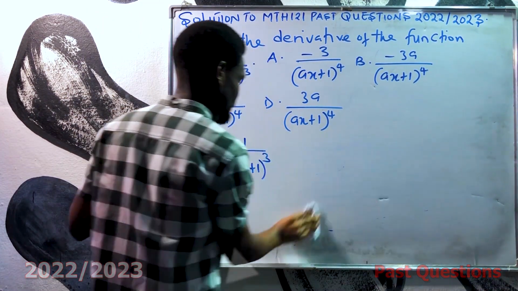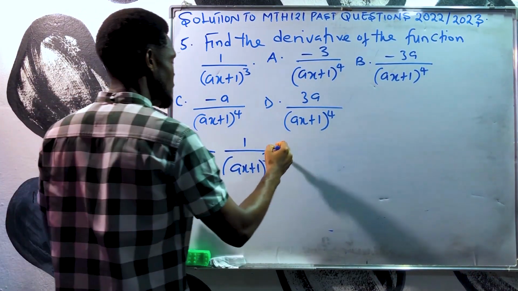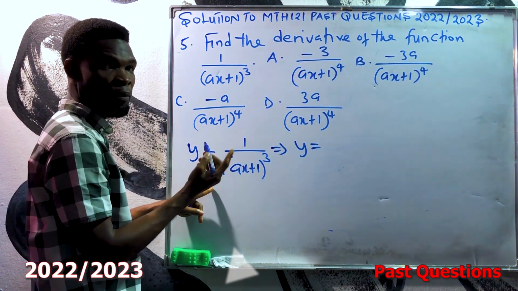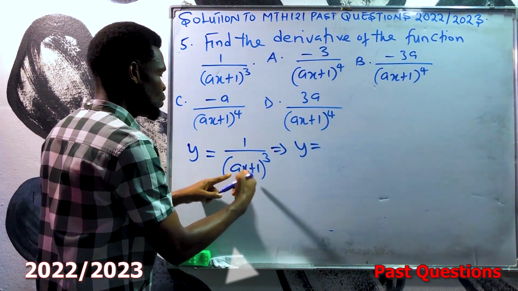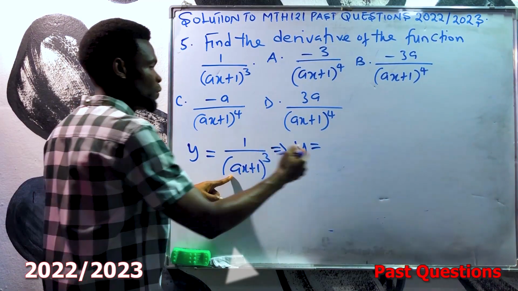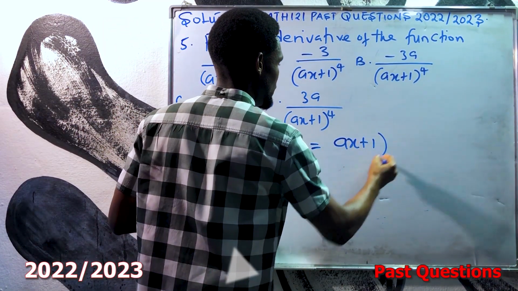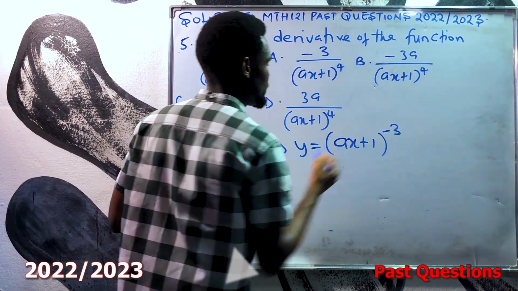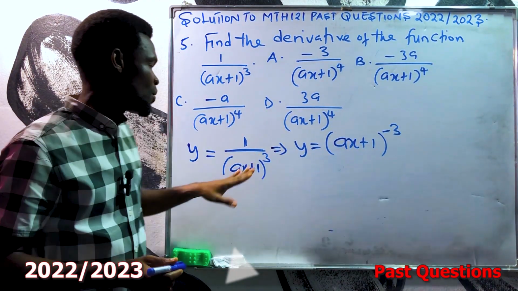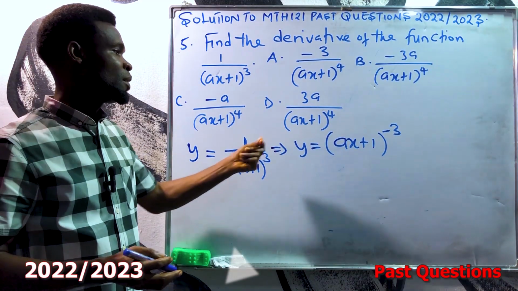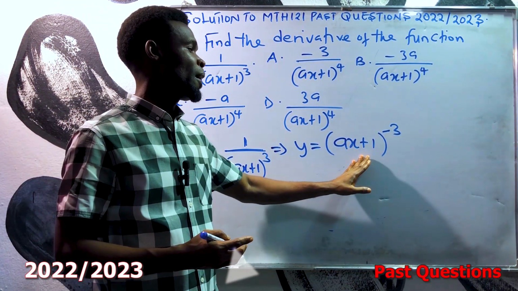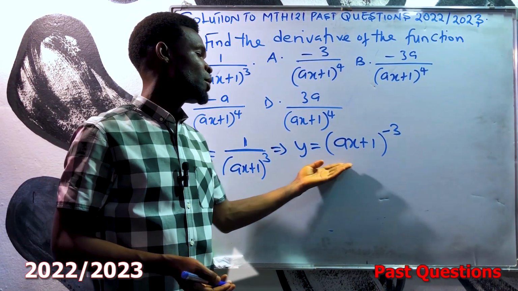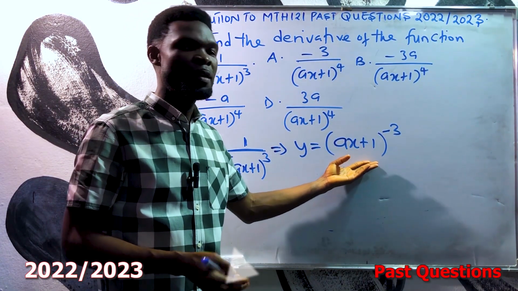Applying that concept, I can rewrite this to be, this implies that y will be equal to, this 1 over is small minus, right? So the denominator is ax plus 1 raised to the power of 3. Look at it, ax plus 1 raised to the power of 3. Then 1 over is this minus here. So this is another way I can write this. Then this now gives us what we call a chain function. So we are going to use chain rule to differentiate this, and I will use the shortcut.